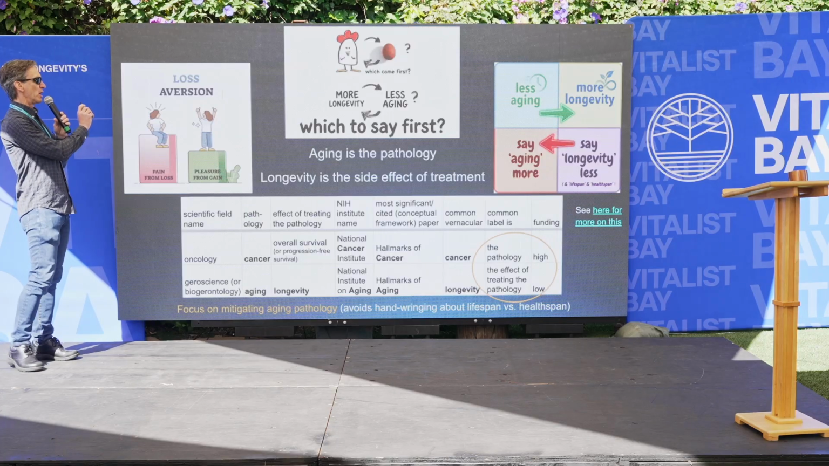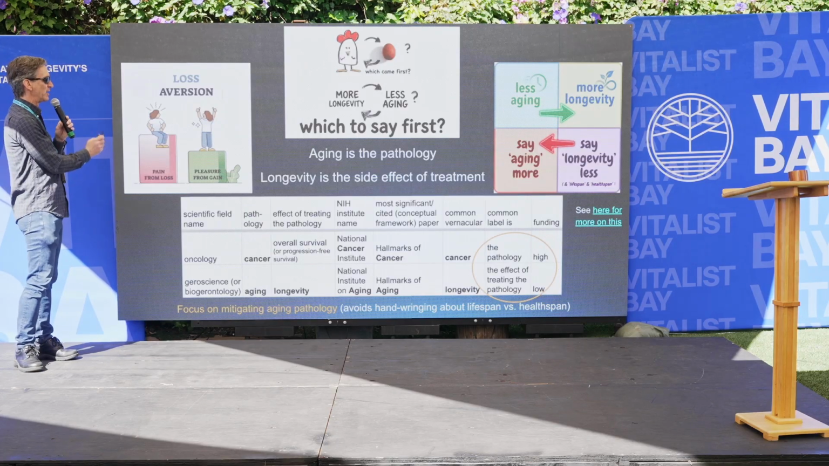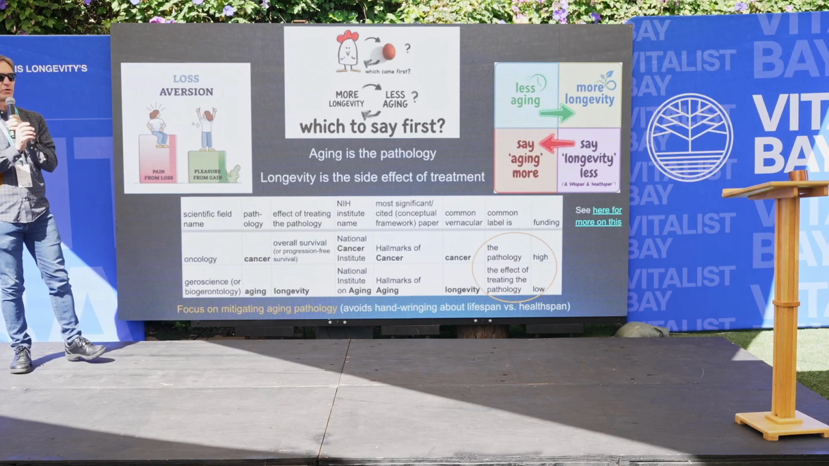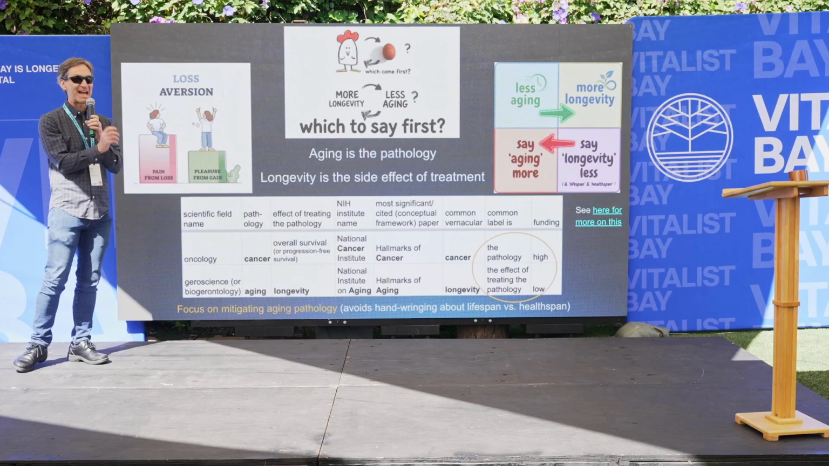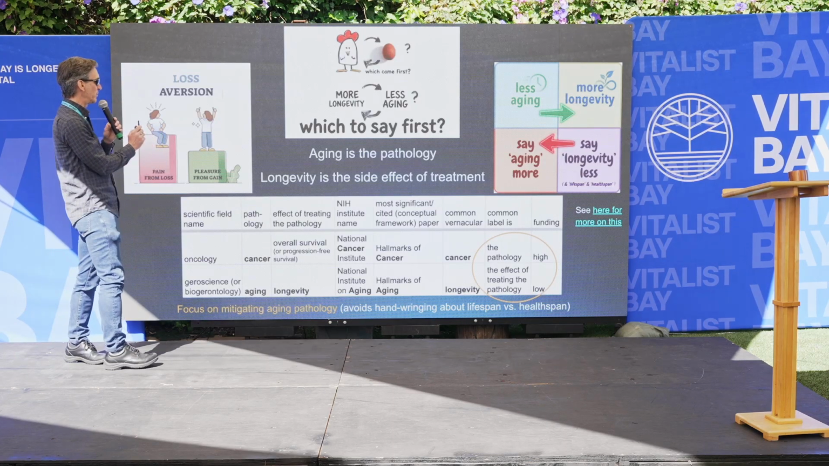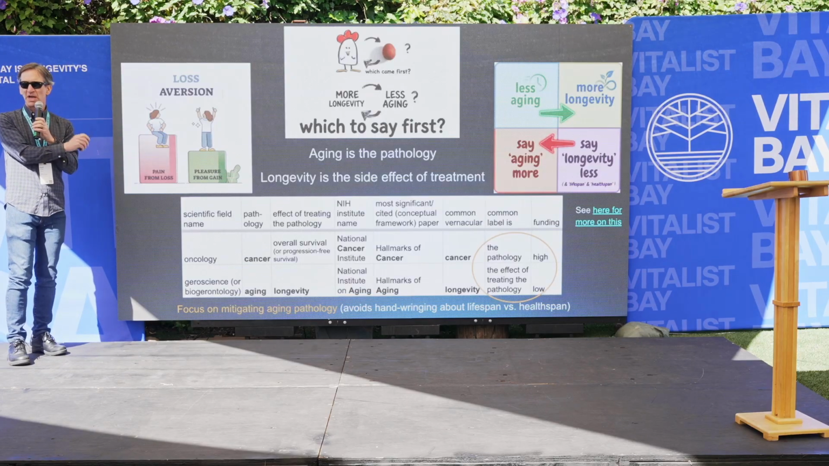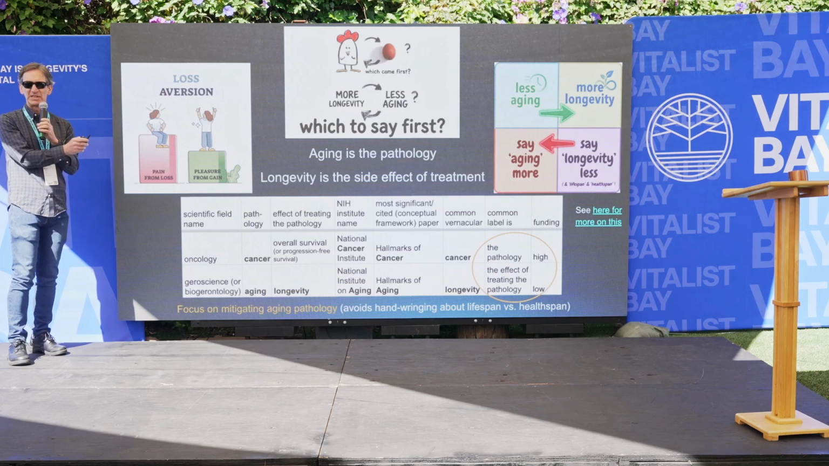A lot of people label the field aging. A lot of people label the field longevity. Aging is the pathology, and that leads to death and shorter lifespans and poor health. Longevity is the side effect of treating that pathology, and there's a well-known psychological phenomenon that loss aversion is stronger than gain for the same difference.